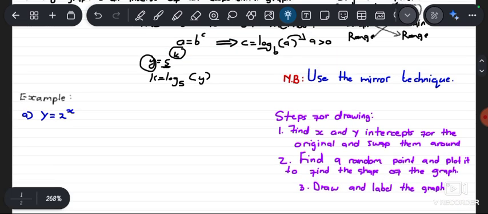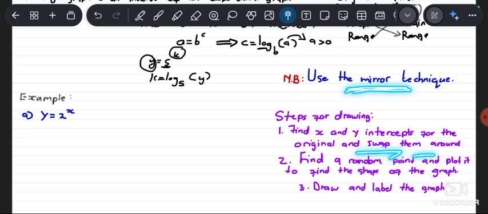Now, steps for drawing. I want you to do the same thing again. We're still using the mirror technique. Even for drawing, you find the x and y intercepts for the original, which is the exponential, and then you swap them around, just like I said, the mirror technique. Then find a random point and plot it to find the shape of the graph.